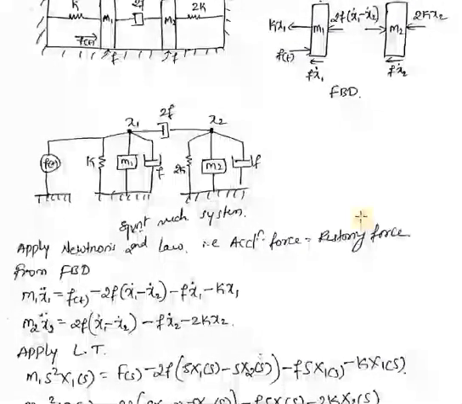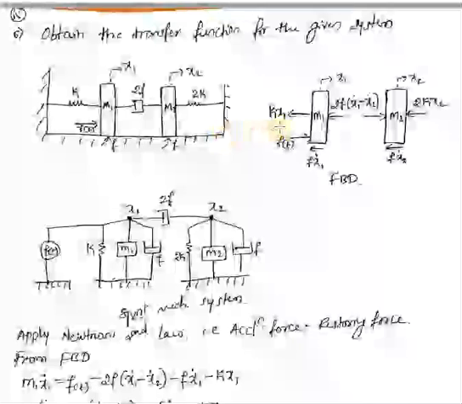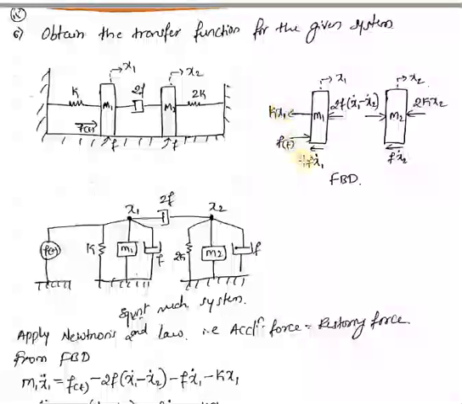For that, you already identified the displacements, that is x1 and x2. Now you need to identify the elements which are associated with individual displacements. From the free body diagram itself, check the terms which have only x1. k has x1, f has x1, and m1 has x1. So attach these three elements to x1. Similarly, f with x2, 2k is with x2, and m2 is with x2. So attach those elements to x2.